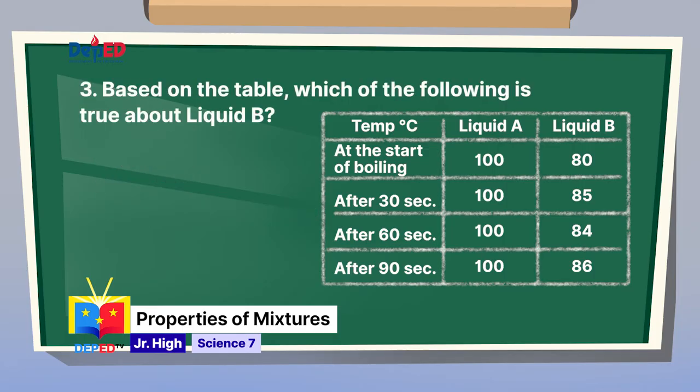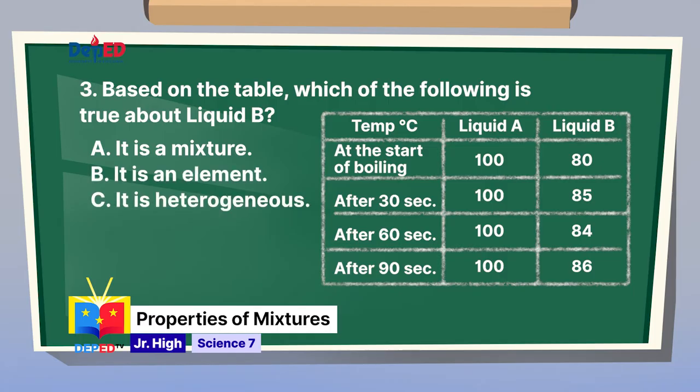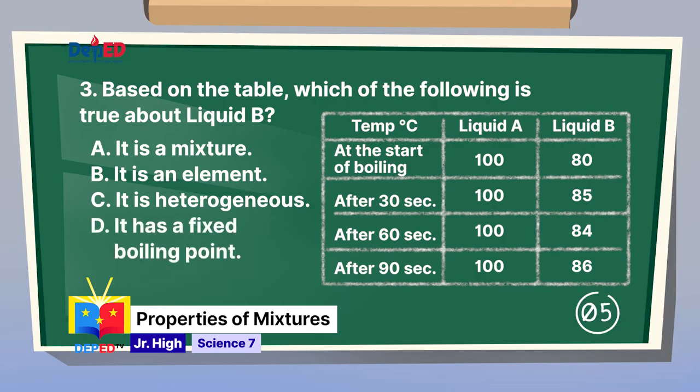Number 3. Based on the table, which of the following is true about liquid B? A. It is a mixture. B. It is an element. C. It is heterogeneous. D. It has a fixed boiling point. One of the properties of a mixture is that its boiling point is not fixed, or it changes over time. So, the liquid B is a mixture and that is letter A.